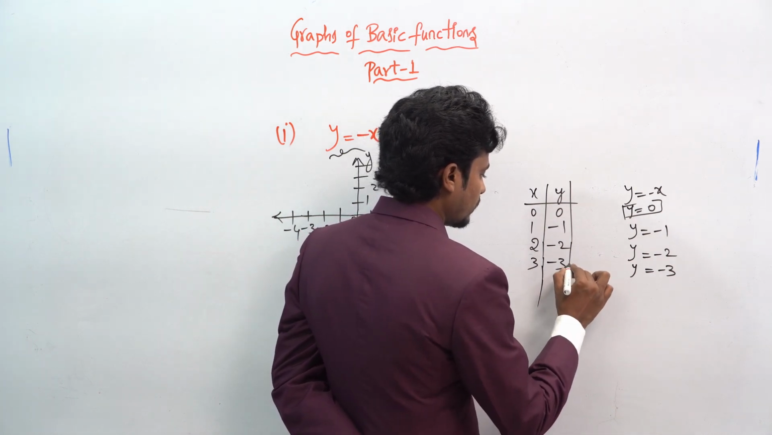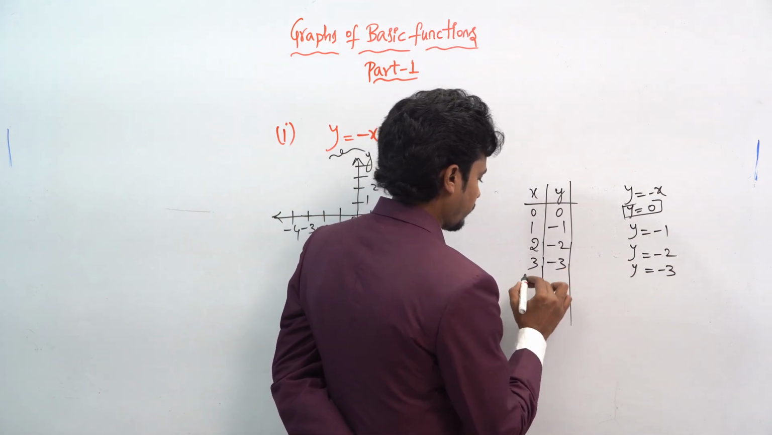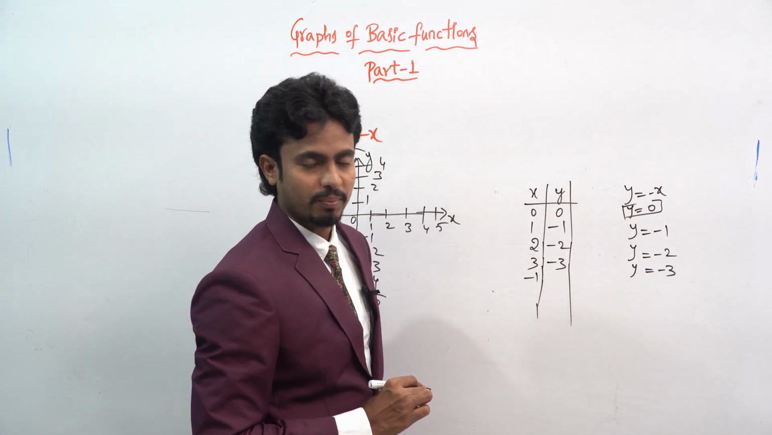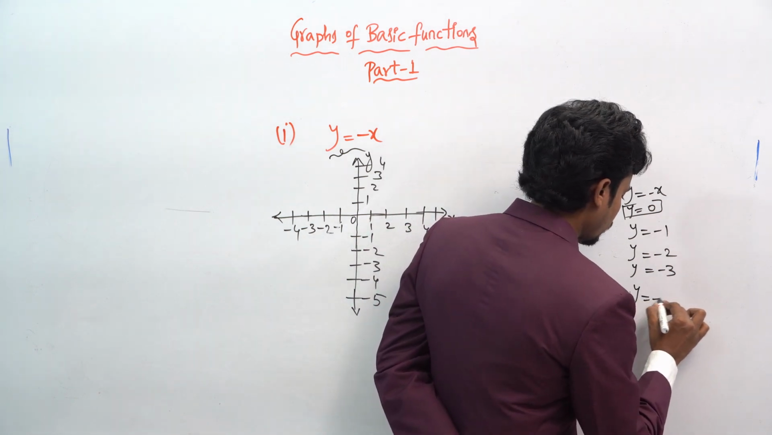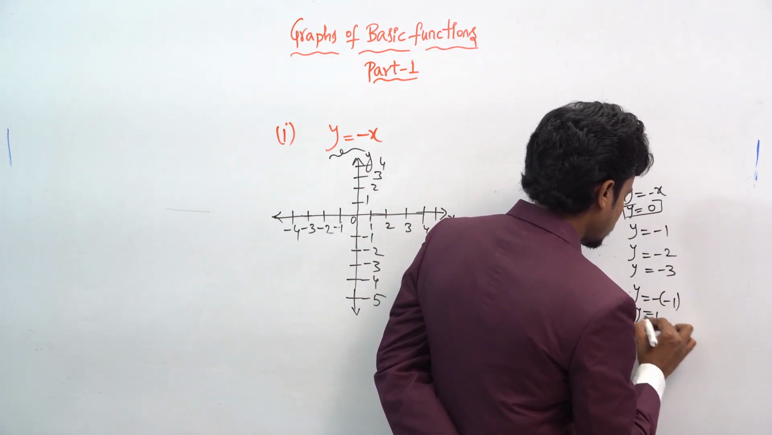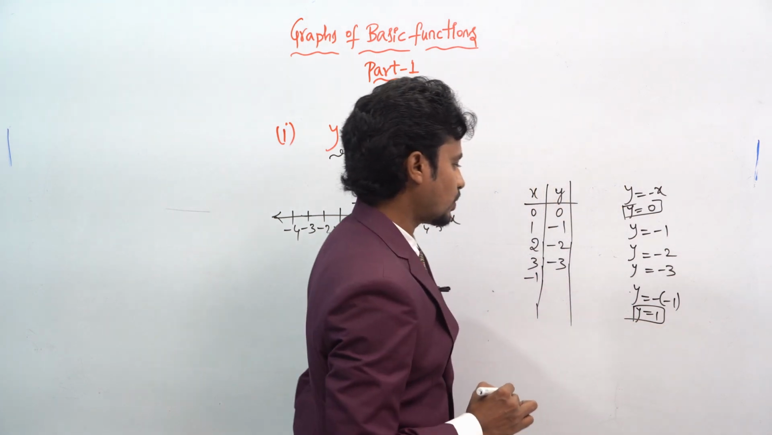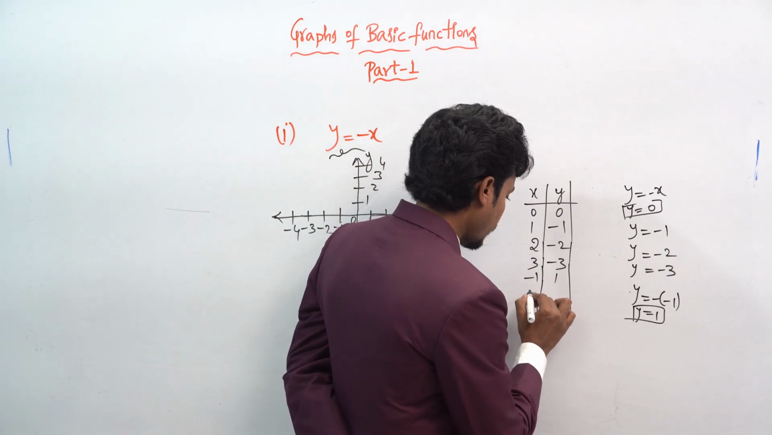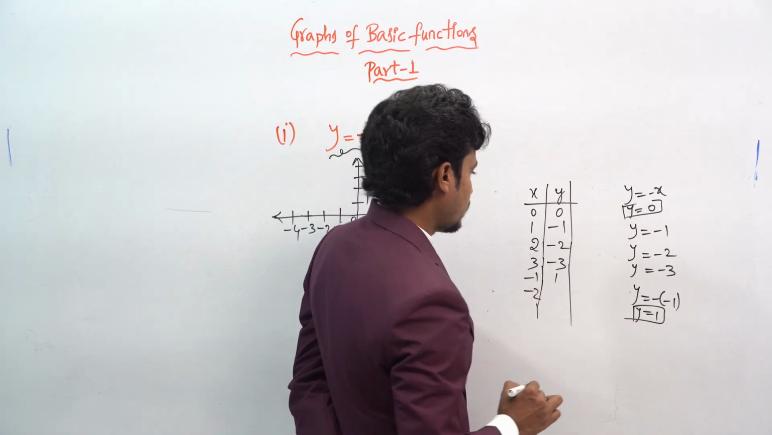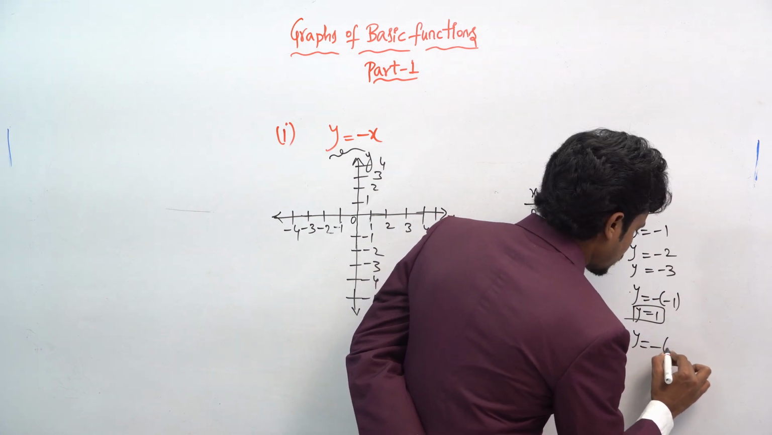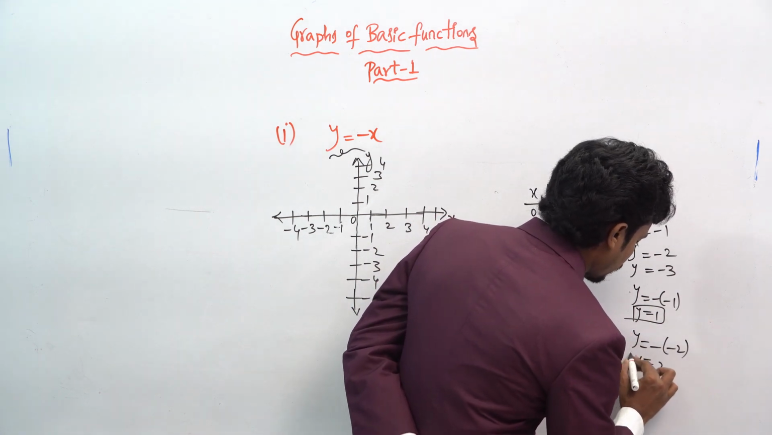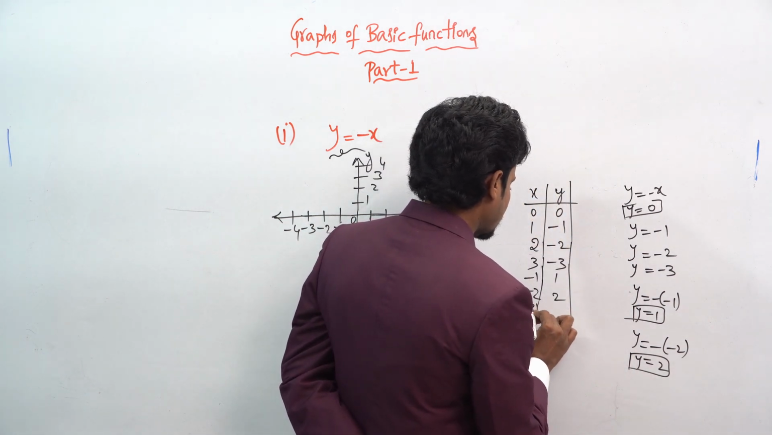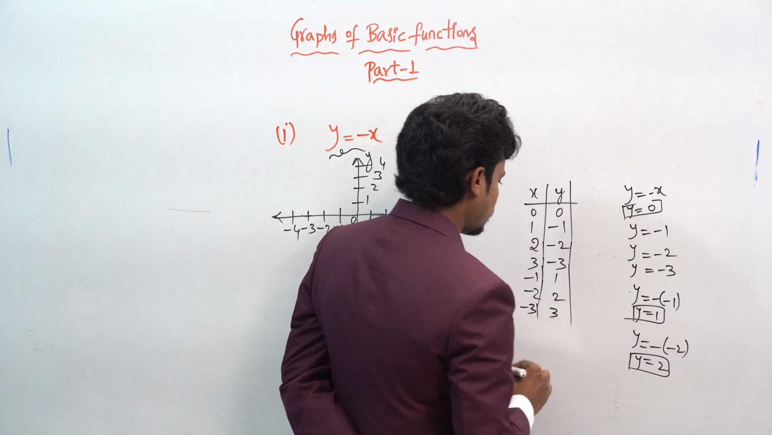Okay. For example, if you take the negative values, if you want to take minus 1, what will happen? y is equal to minus into minus, that will become plus. y is equal to minus into minus 1, what will happen? y is equal to 1. If you want to take x is equal to minus 2, what will happen? y is equal to minus of minus 2, y is equal to how much? y is equal to 2. If you want to take x is equal to minus 3, this will become plus 3.